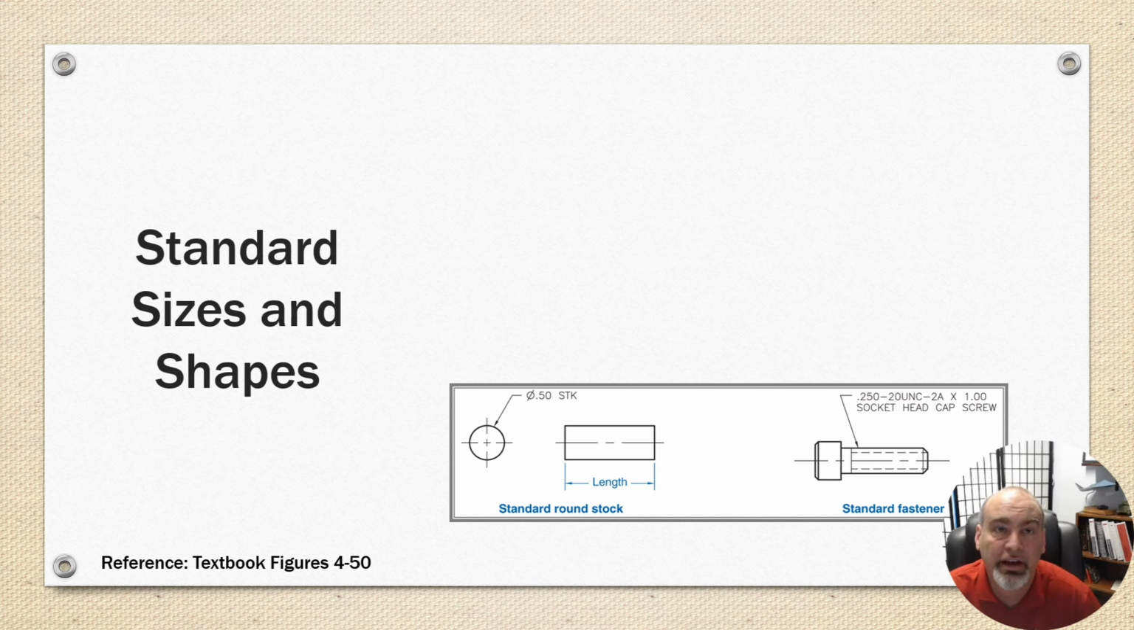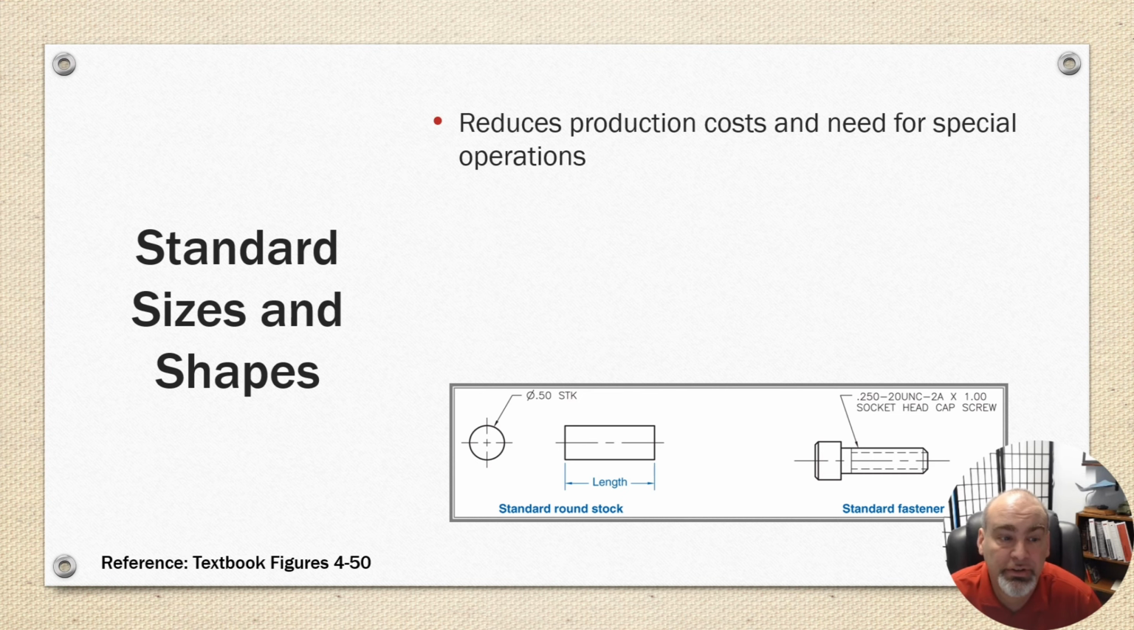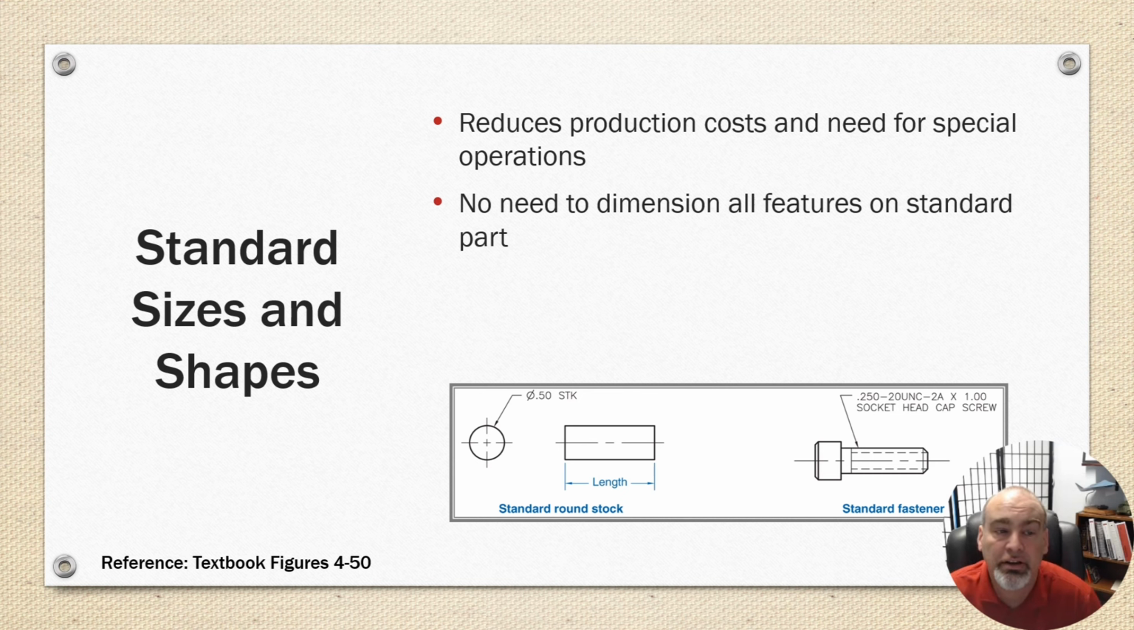Okay, standard sizes and shapes. Companies can come up with a standard of size and shaped items, or perhaps there's a specification for hardware that's standard shapes and sizes. So it reduces the production cost and need for special operations if you have standard size shapes. There's no need to dimension all the features on a standard part. The part number can give the information you need.